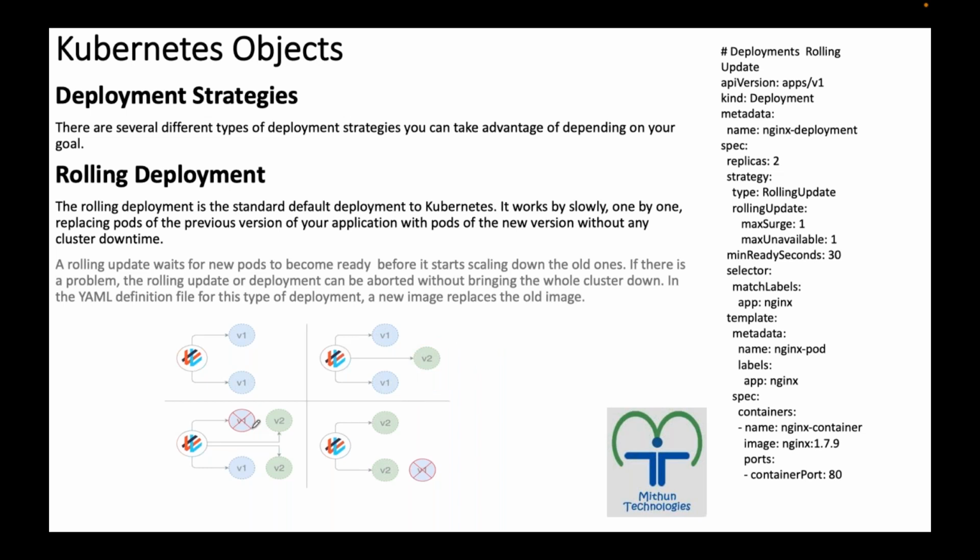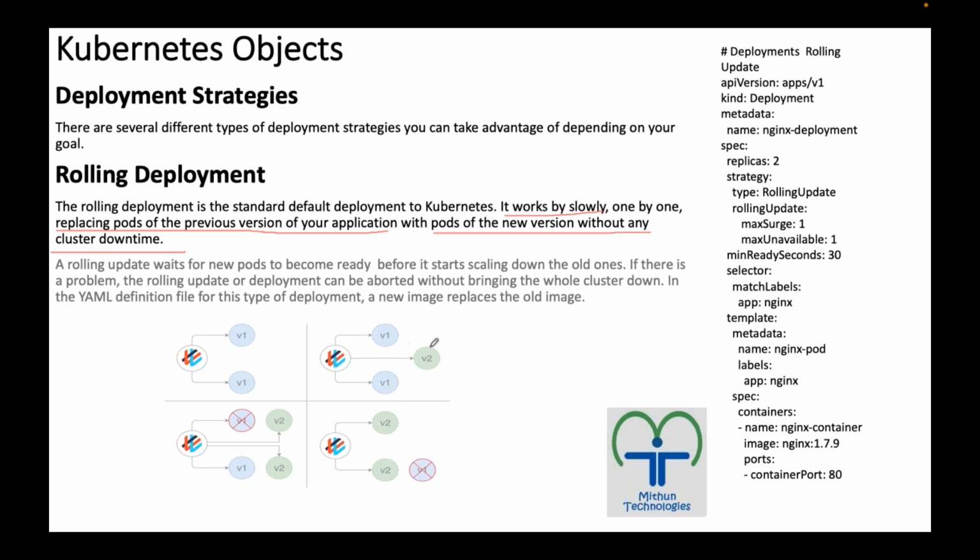So what is the rolling deployment strategy here? It works slowly, one by one, replacing the pods of the previous version of your application with pods of the new version, without any downtime. If I am using the rolling deployment strategy, it replaces the pods of the previous version with pods of the new version without downtime. If you see this diagram, is it first terminating these two?